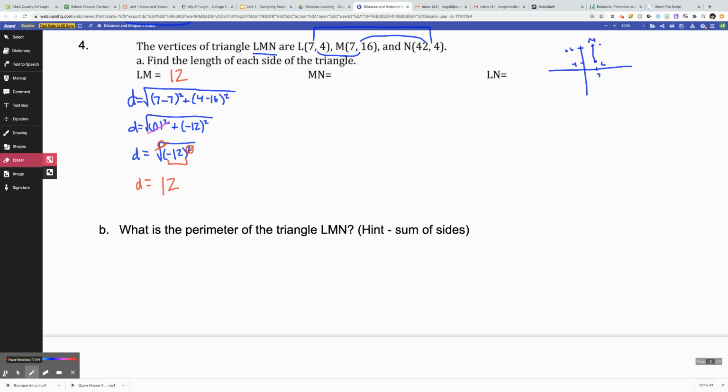See if you can figure out the lengths of those sides, and then see if you can figure out part B, which is what is the perimeter of the triangle. Keeping in mind that perimeter is the sum of all the sides. All right, so I'll see you back here in just a second.